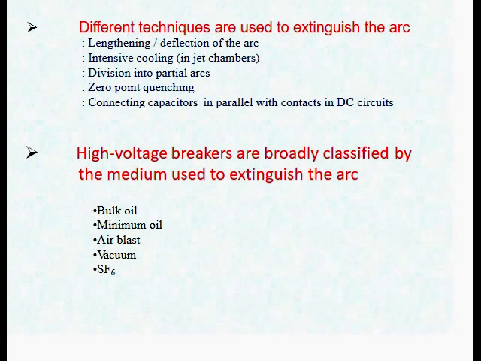High voltage circuit breakers are broadly classified by the medium used to extinguish the arc. Those are bulk oil, minimum oil, air blast, vacuum or SF6. SF6 is now highly popular and mostly used in all substations which are rated from 66 kV.